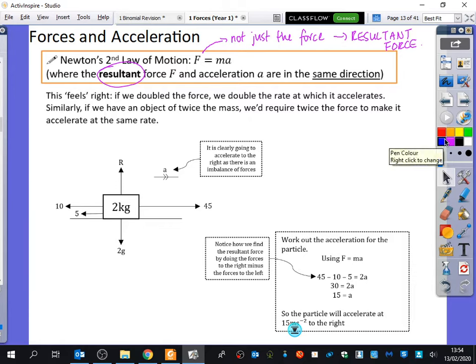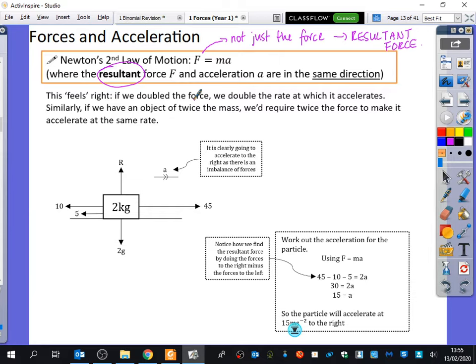And you remember how we did the resultant force? We did the forces in one direction, take away the forces in the opposing direction. So this does feel right. I've said this kind of feels right as what the equation should be. If we doubled the force, you would imagine that you would be doubling the rate at which it's accelerating. If you pull something twice as hard, you think it's probably going to accelerate twice as fast. Similarly, if we have an object of twice the mass, so if we make it twice as heavy, we would require twice the force to make it accelerate at the same rate. So this formula, F equals ma, is really connecting together how big something is, how much force is being acted upon that, and as a result, how that makes things accelerate, okay?